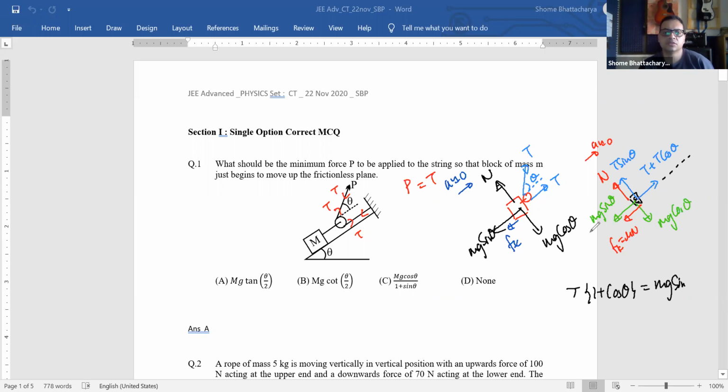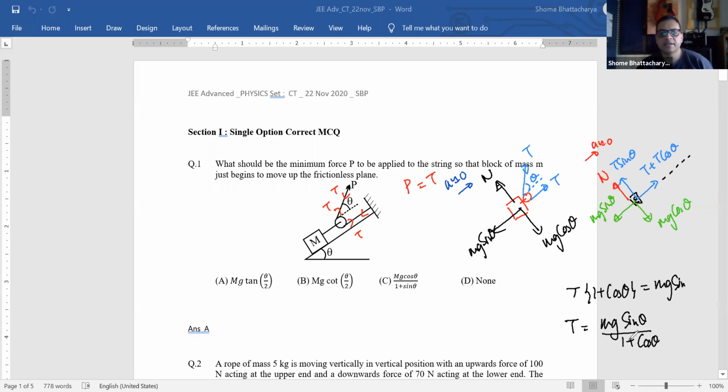Oh, it's frictionless. Sorry, my mistake. It's a frictionless surface, so that makes life much easier. So then you don't have to consider so much. It's a much easier question. So you just have to calculate this condition. So T is equal to mg sin theta upon 1 plus cos theta.